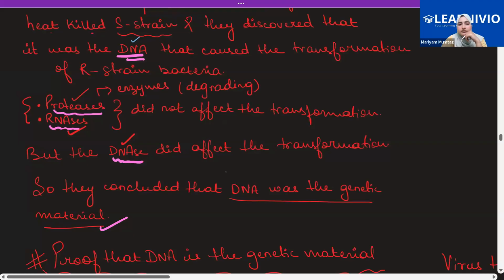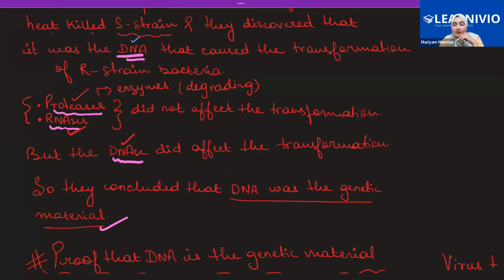Okay, so first I should not write that it was because of the DNA, right? Never write. While you're writing about the transforming principle, do not write DNA anywhere because he did not know. Griffith had no idea. Yeah, okay.